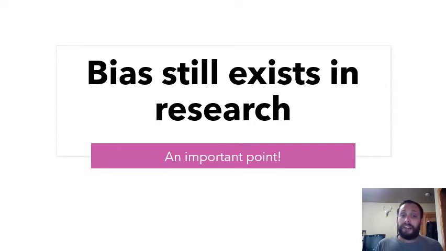So it's just a very important point. We're still not out of the woods yet. Bias is still going to be there. It's still going to be something. We're always going to have some sort of systematic error. The difference in research is we're able to actually control for it and account for these biases much better than you would with experience.